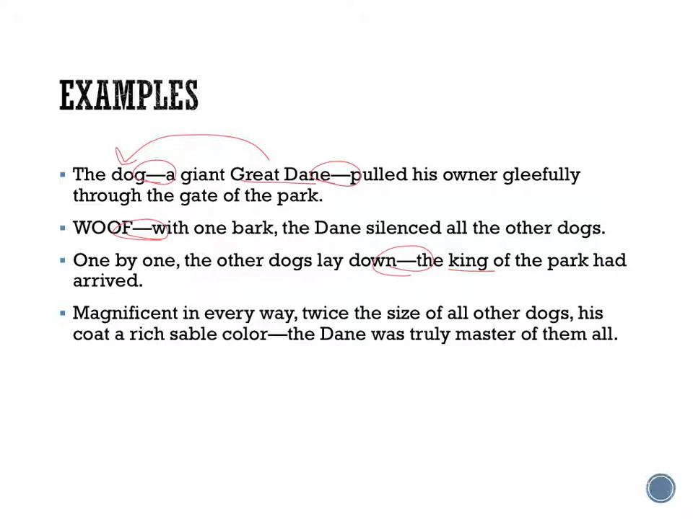Magnificent in every way, twice the size of all other dogs, his coat a rich sable color, dash. The Dane was truly master of them all. And here we use the dash to glue on some out-of-order adjectives to the beginning of the sentence. This is a non-essential element, helping describe the Dane and explain why he was just so very powerful. So we might say that's important, and we could use a dash there to help illustrate it.